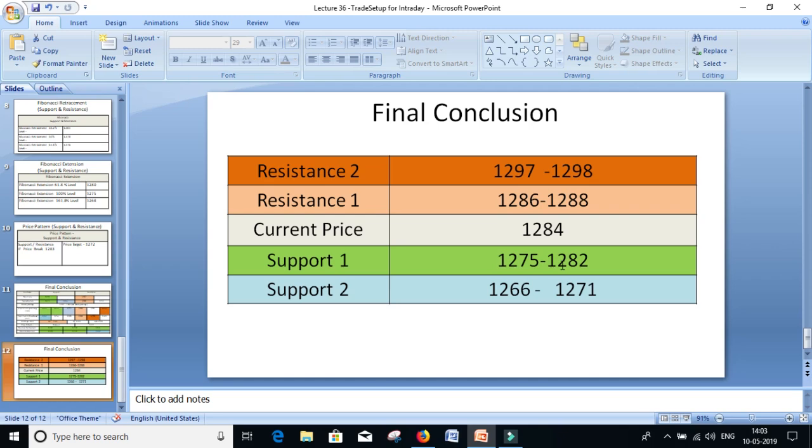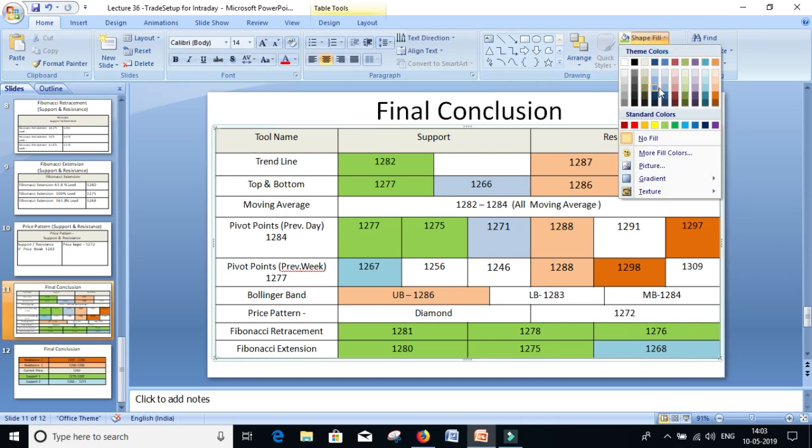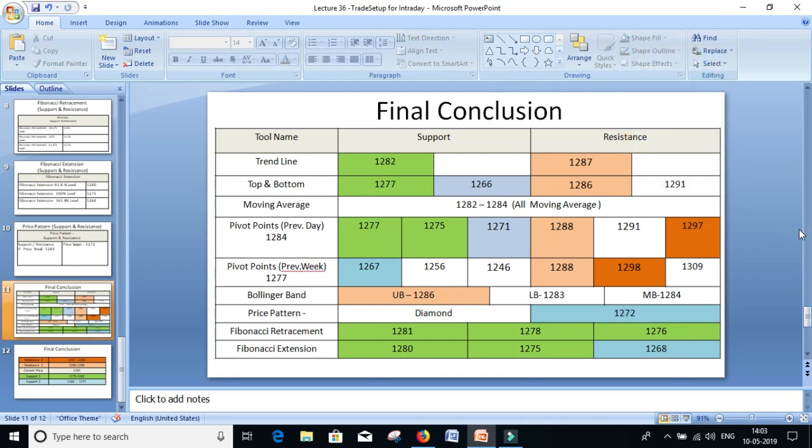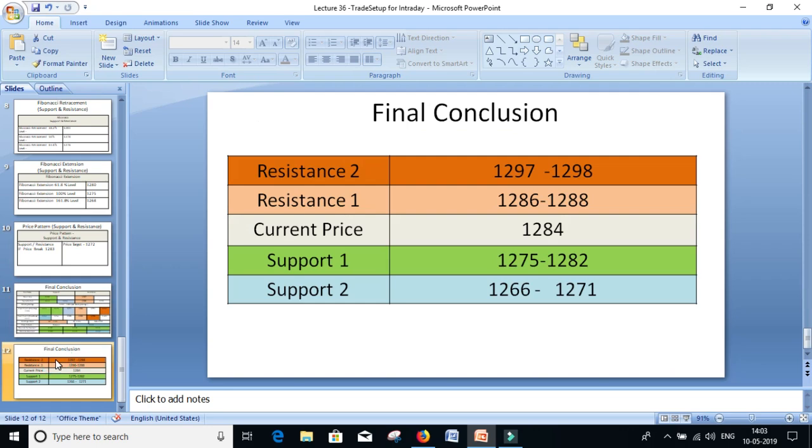Once the price of 75 breaks down, it converts into the range of 1266 to 71, and 1, 2, 3 and 4 tools are giving you major support levels that you take around these figures. So keep considering it that way. If the price comes around 1283 levels, 1275 to 1282 levels, then we can buy it. As the price comes around 1286 to 1288 levels, then we have to sell it.